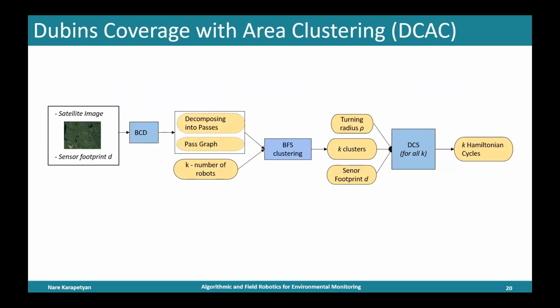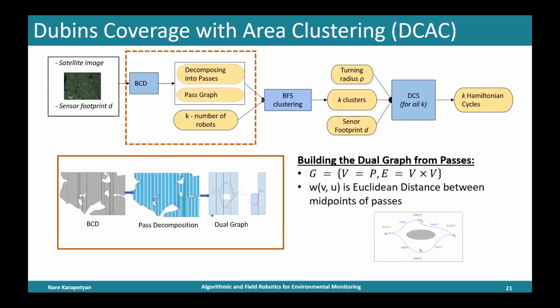The second algorithm is Dubin's coverage with area clustering. So the difference between this and the first algorithm is that in the first one, we have generated first the path, optimal path, and then we assigned each of the paths corresponding region from the path, from the optimal path. But what we can do now, the idea in the second algorithm is that let's first split the environment into equal regions, and for each of these regions, solve the optimal routing problem. And that's exactly what we do here.